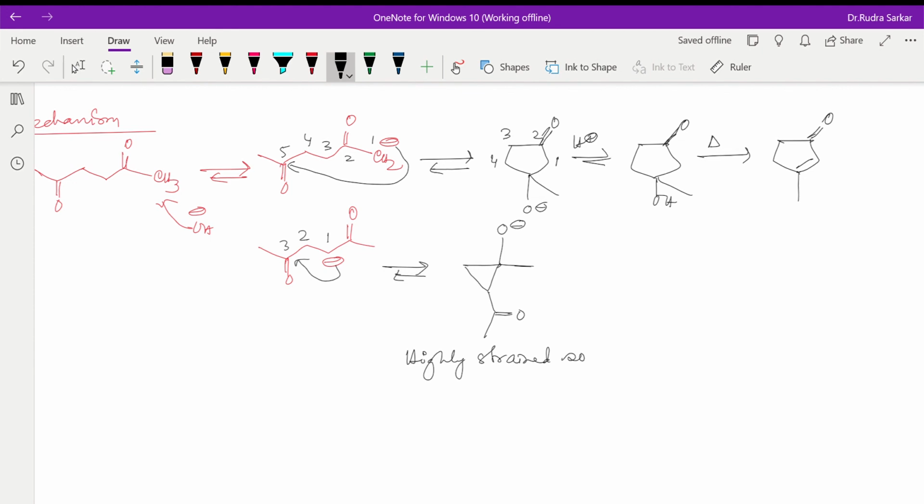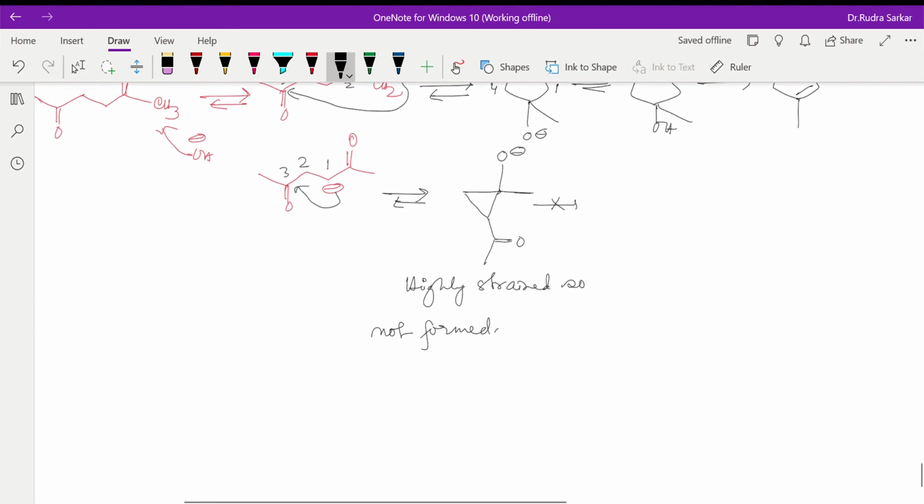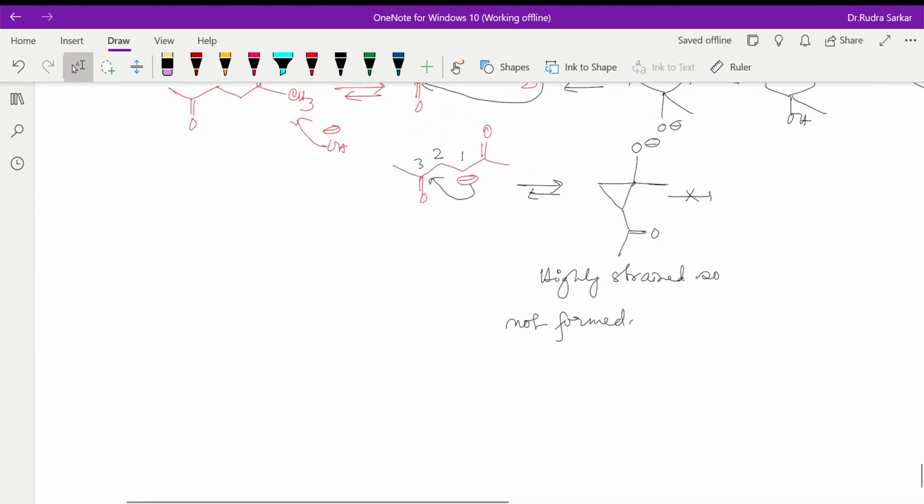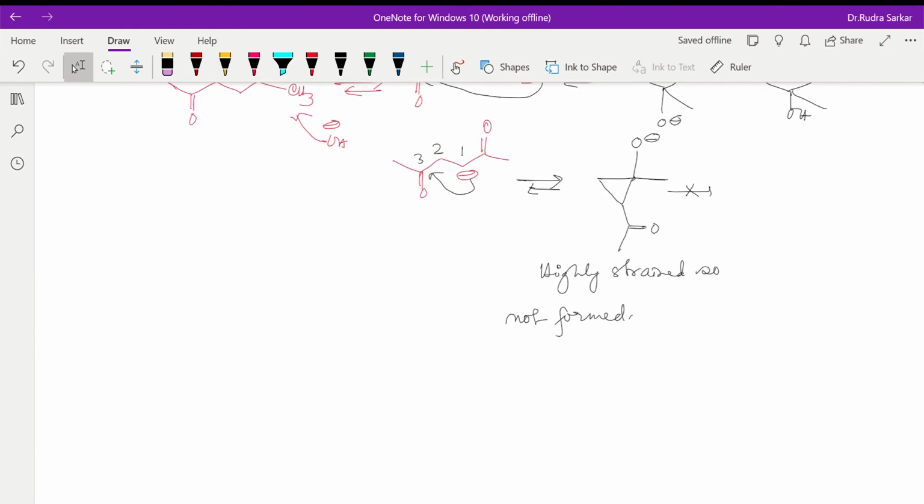So, not formed. Hence, this is not going for the reaction. Okay. Now let us take a few, 1 or 2 examples that can help us understand this.